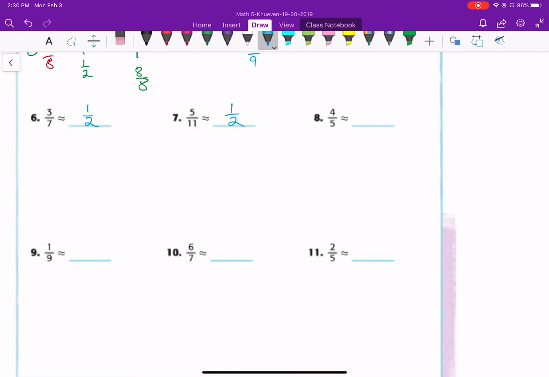4/5, well, what's half of 5? 2.5. And so if we were to say, well, 4 minus 2.5, that's going to be 1.5 away. And if it's 4 and 5, well, that's only 5 minus 4, which would be 1. So it's actually closer to being a whole.